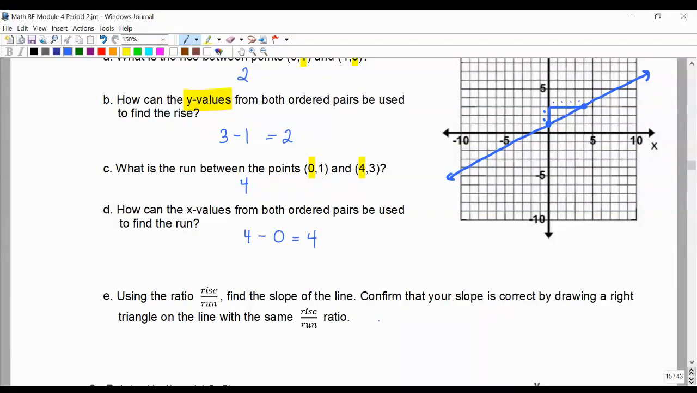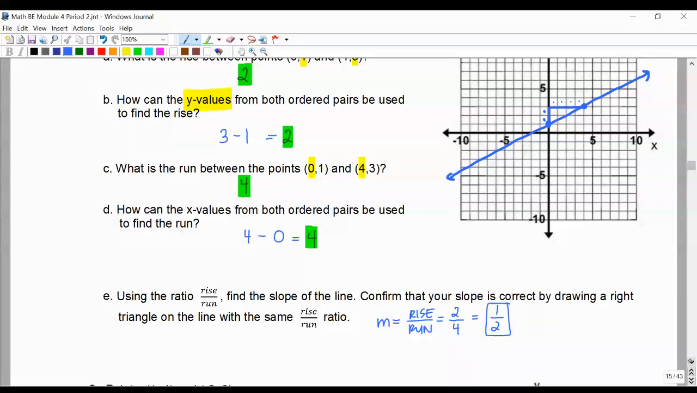All right, so we see that our slope, or rise over run, either from the graph or from these spots, that the rise was 2 and the run was 4. And we're going to simplify down to 1/2.